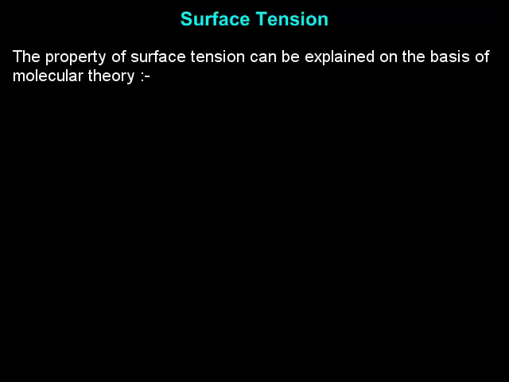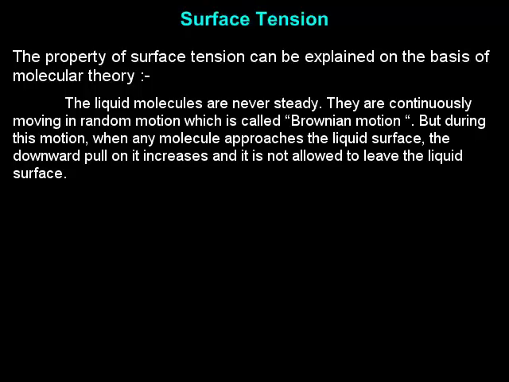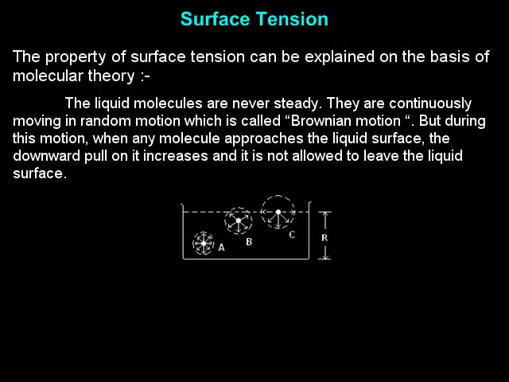The property of surface tension can be explained on the basis of molecular theory. The liquid molecules are never steady. They are continuously moving in random motion, which is called Brownian motion. But during this motion, when any molecule approaches the liquid surface, the downward pull on it increases and it is not allowed to leave the liquid surface.